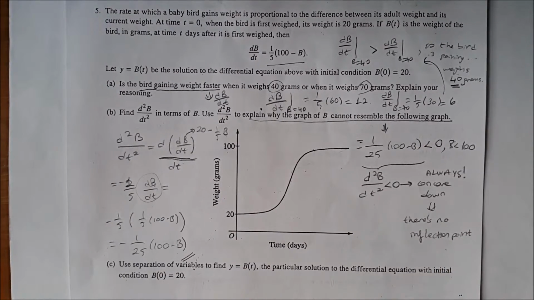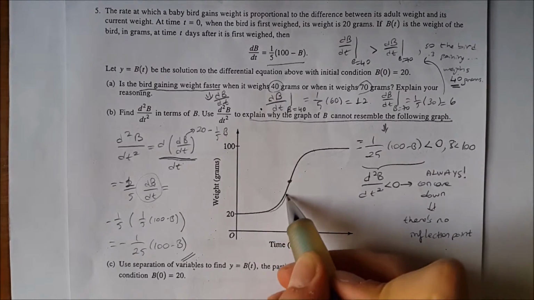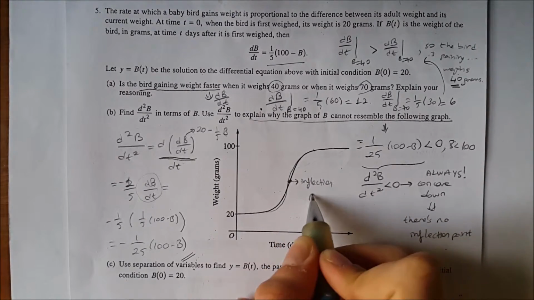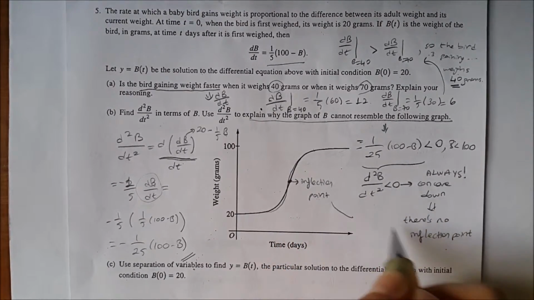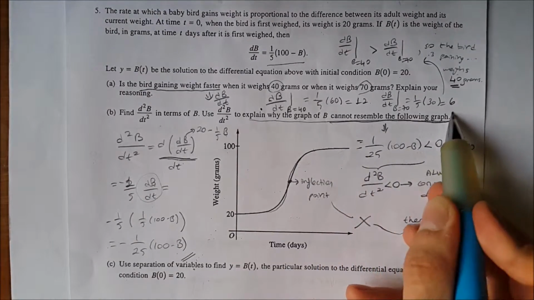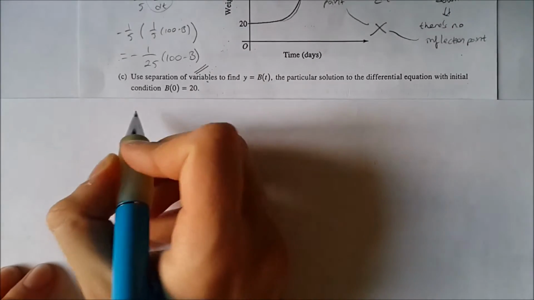But when we go back and look at the sketch, we can see that there is an inflection point there because the second derivative changes its sign. At first the derivative is increasing, but then the derivative starts decreasing. This means that there's an inflection point there, and we proved that there cannot be, so we explained that it cannot resemble that graph.